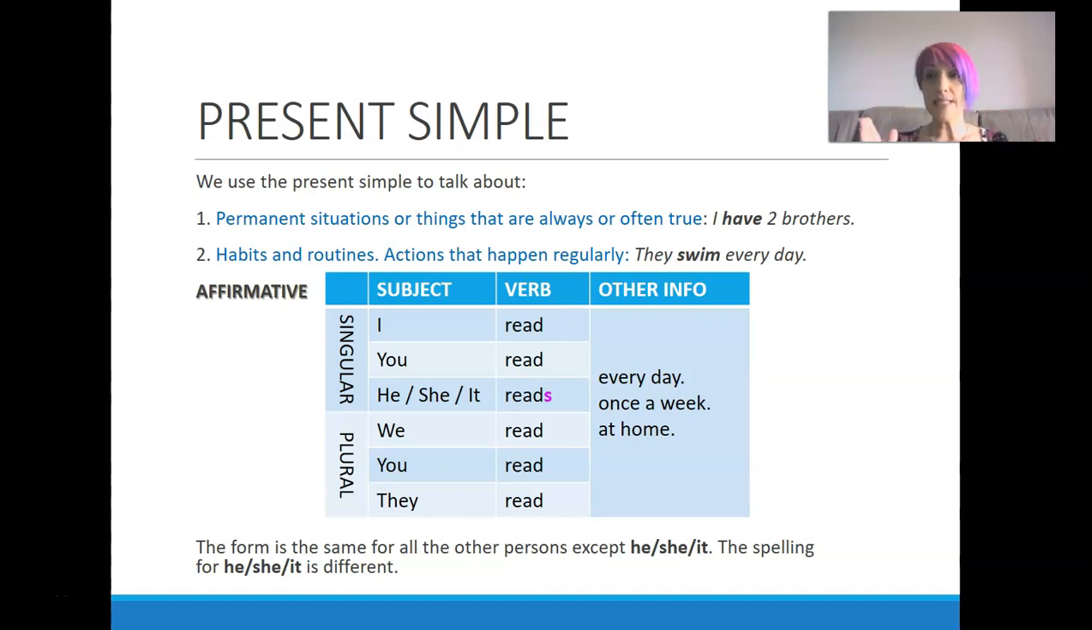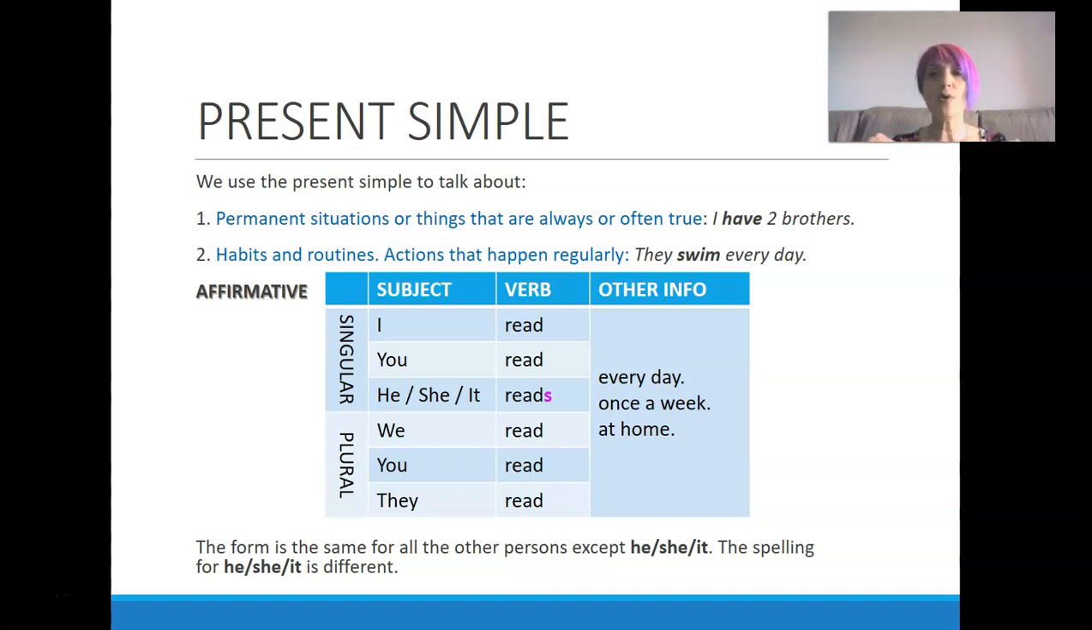For the present simple, we normally use it when we talk about permanent situations or things that are always or often true. For example, I have two brothers, right? And we also use the present simple when we talk about habits and routines, that is, actions that happen regularly. For example, they swim every day, right?